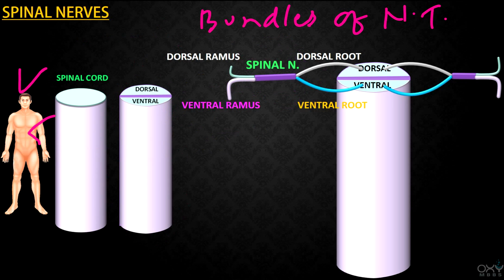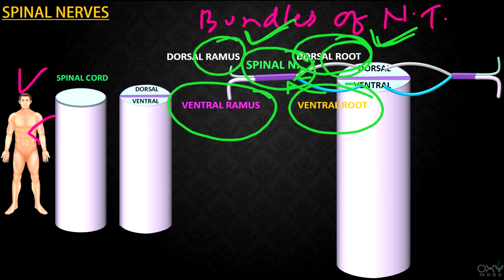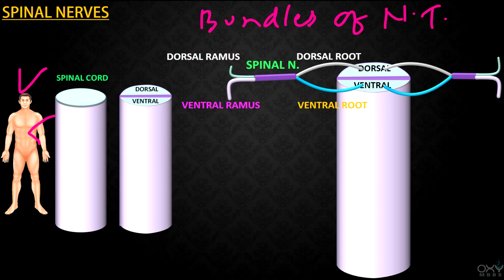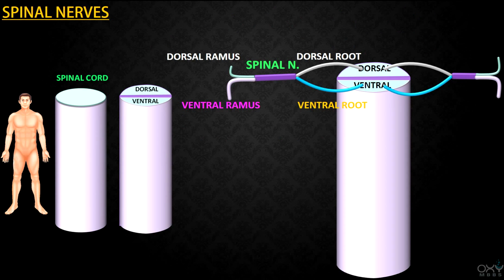So again friends, first root comes, then ramus. First root, then ramus. So of the roots, one is dorsal and one is ventral; they meet together to form a spinal nerve, and the spinal nerve gives two branches. One goes towards the front of the body, called the ventral ramus, and one goes towards the back of the body, called the dorsal ramus. Now friends, remember one thing, that this same thing is present on this side also. It means friends, spinal nerves are present in pairs.